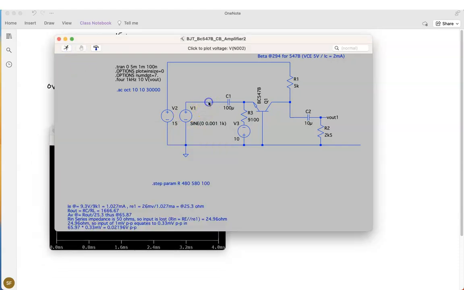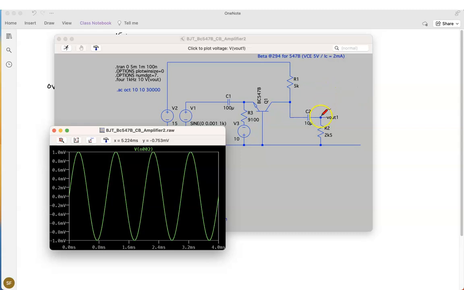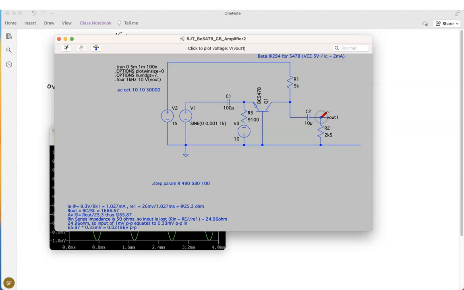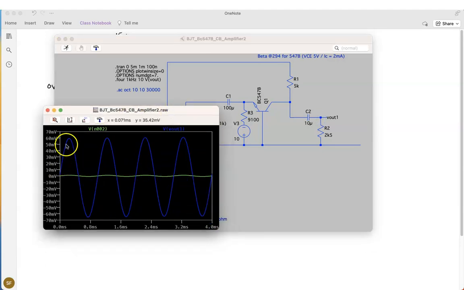Look at the input. That's our 1 millivolt peak to peak. And what we're looking for, hopefully, is something around 60 millivolts, 65 millivolt peak on this output. So let's have a look. And sure enough, that's what we have.